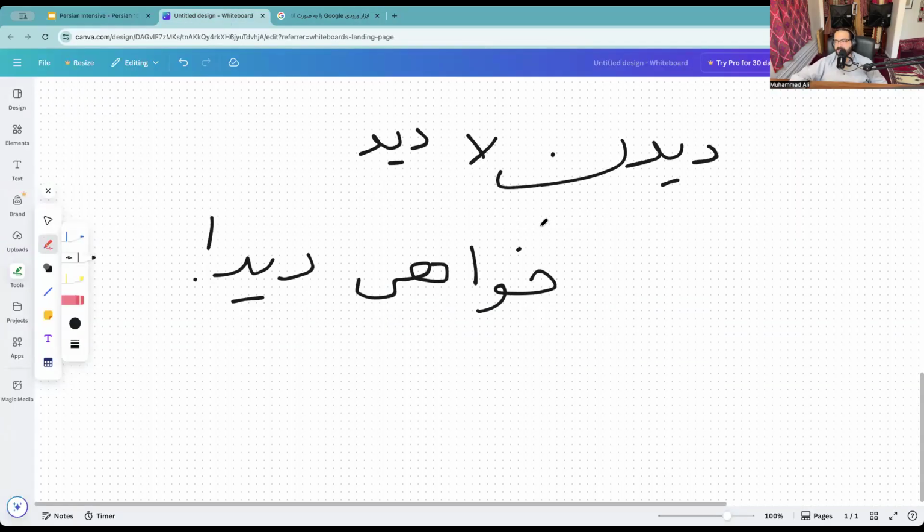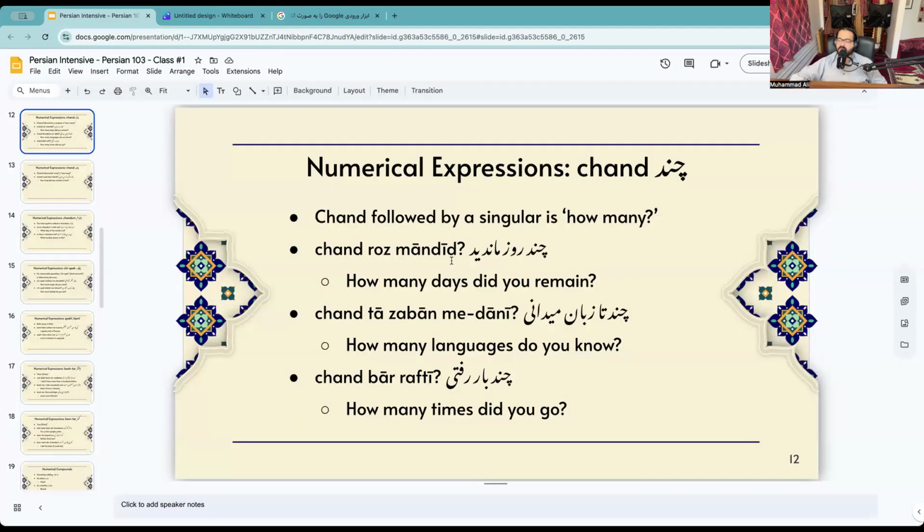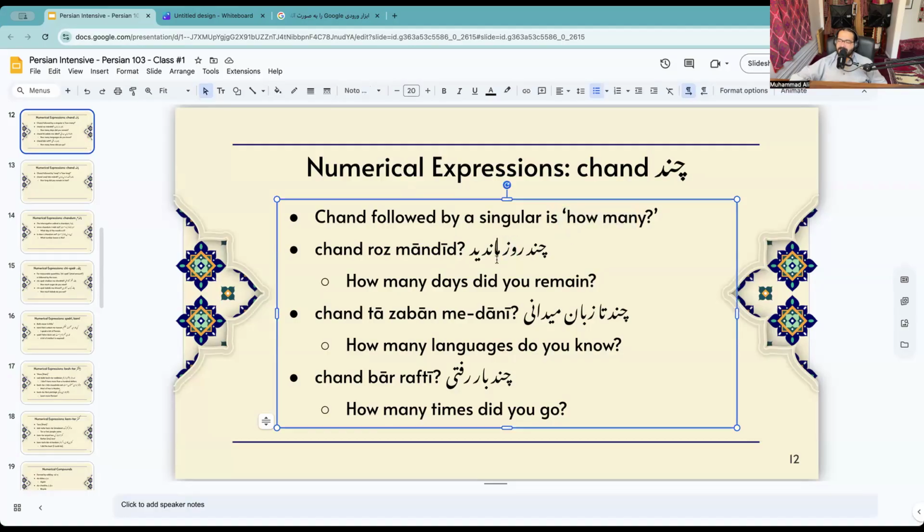So mondan, if you guys recall, I think we covered it briefly. Mondan, we covered in the present stem class because you remove the dan at the end. But anyway, mondan is to remain. Mond is the past tense. Mondid is you remained. So chand ruz mondid. How many? Like in English, ruz days, but in Persian we keep it singular, again followed by a singular. Really the only difference with English. And then mondid. Did you remain? Question mark.